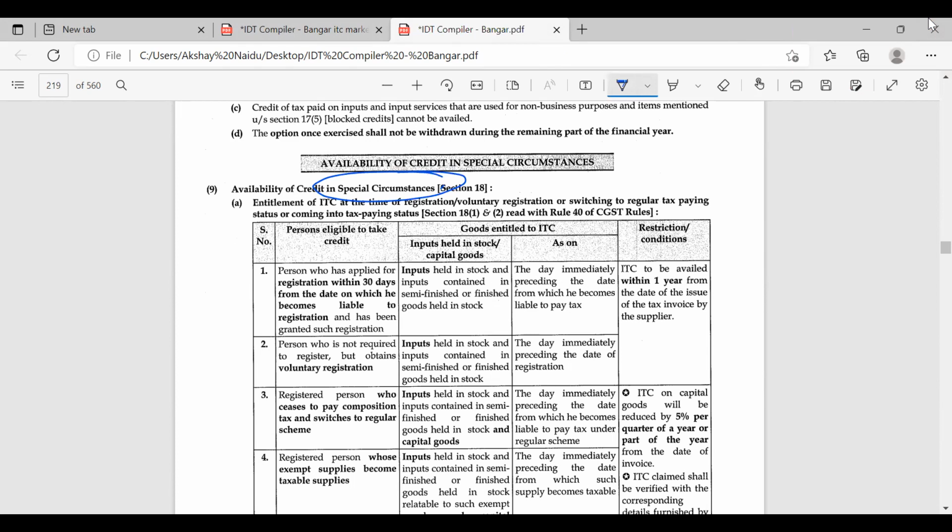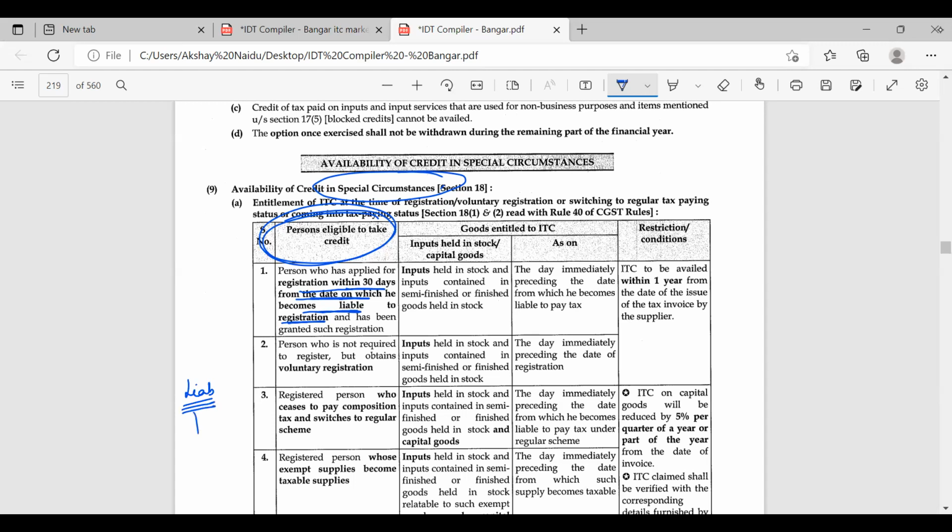credit would be available? Now this point: people eligible for the credit. A person who has applied for registration within 30 days from the date on which they are liable for registration. If you still remember, when you are liable to get registered, that means your threshold limit has been crossed.